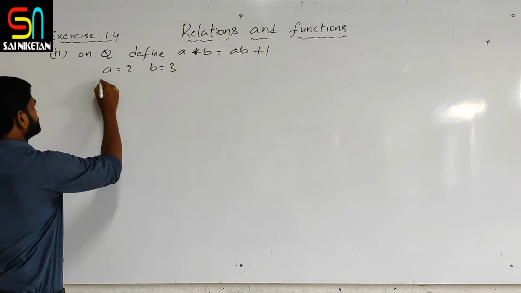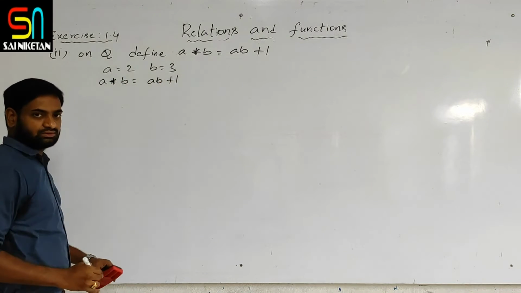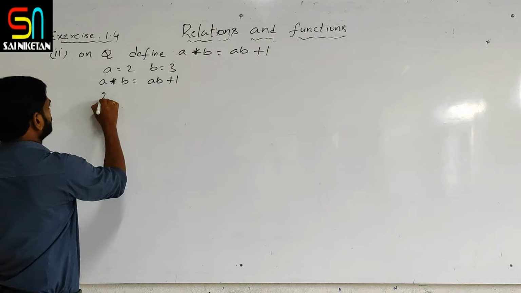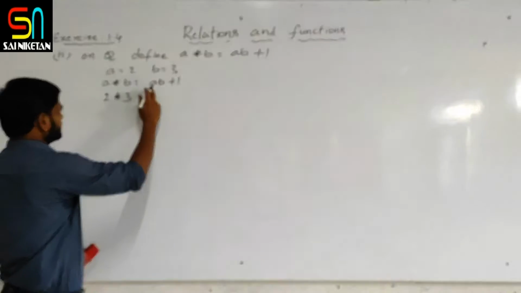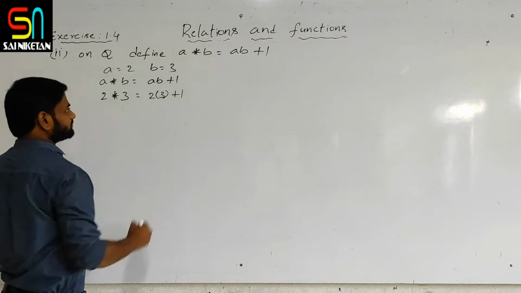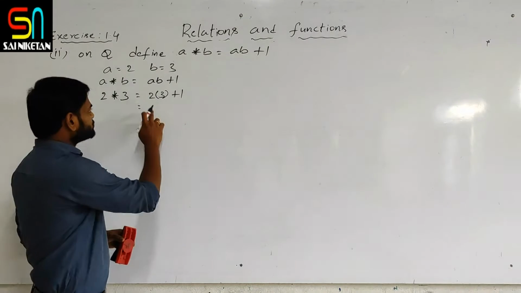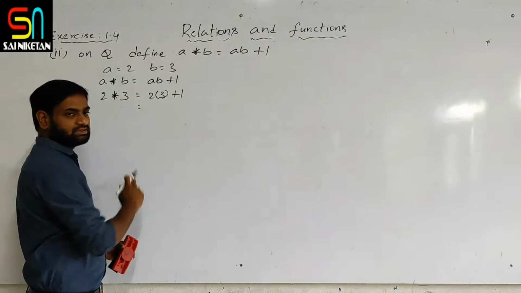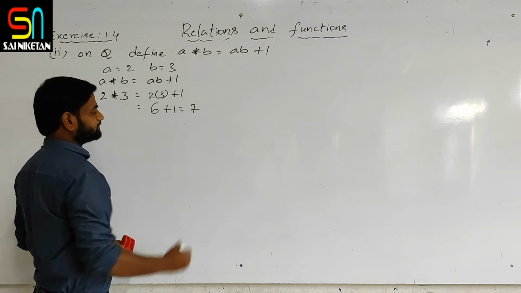Now here, apply the operation. A star B is equal to A into B plus 1. Just substitute the values, A value and B value. That is 2 star, B value is 3. So substitute here also. A value is 2, B value is 3 plus 1. So here, don't confuse here. First you have to operate the operation which is multiplication. Next you have to operate this addition. That is 2 into 3 is 6 plus 1, that is 7.